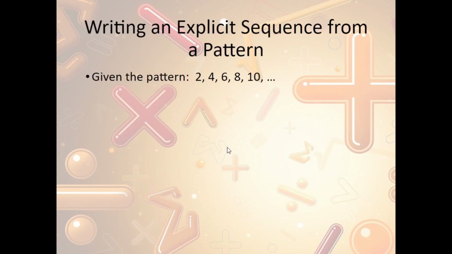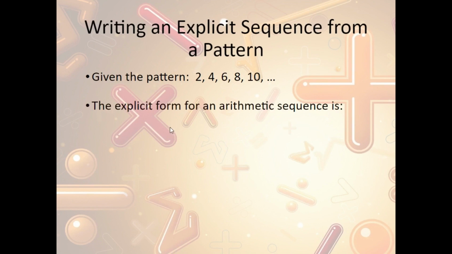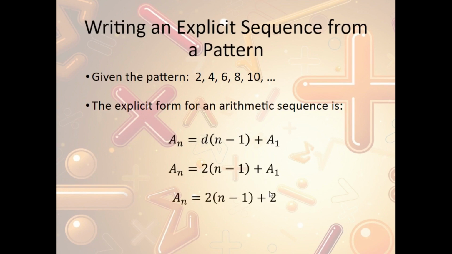We have a pattern here, 2, 4, 6, 8, 10. The explicit form then is AN is equal to D times (N minus 1) plus A1. Well, we know D and we know A1. So we know D is 2, that was the common difference. And A1 is 2 because that's the first term in the sequence.